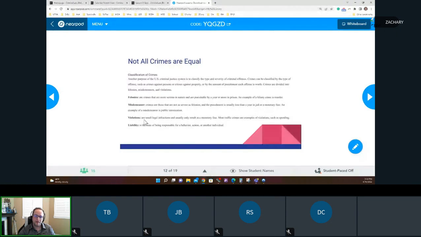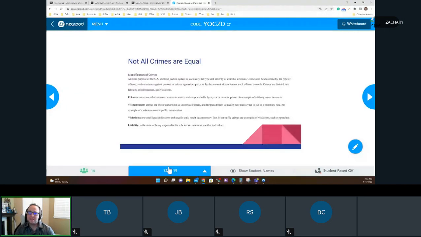Violations. Okay, a violation is a small legal infraction and usually only results in a monetary fine. So most traffic crimes, such as speeding, are examples of violations. Okay, I'm gonna admit I have gotten a speeding ticket before, or two or three, right? Not many, or I couldn't still be a driver's ed instructor. Okay, so that is something you gotta think about.